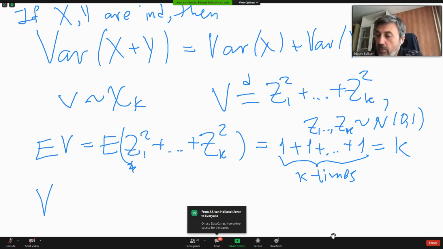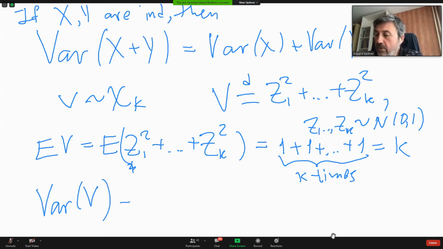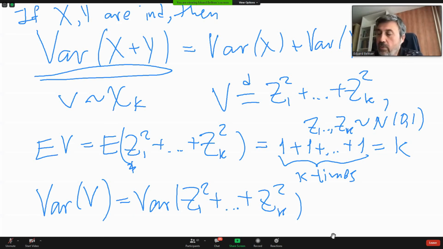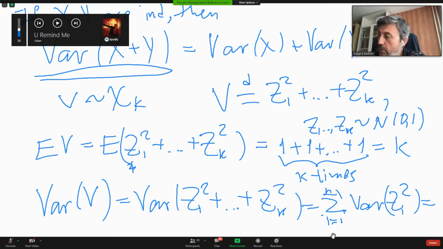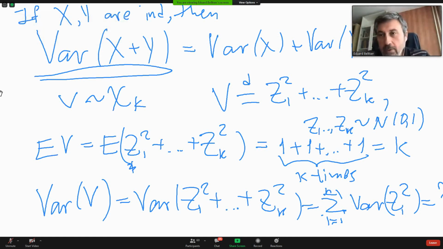Okay, try to compute the variance of V. This is going to be the variance of Z1 squared plus and so on plus Zk squared. Use that the variance of the sum of independent variables is equal to the sum of variances. So you basically have a sum of variances here, of Z1 squared, the variance of the squared. You will need that in the theoretical exercise, for instance. Go ahead and compute it. It was one of the questions in the exam as well.